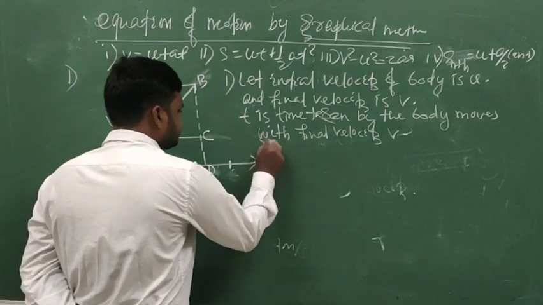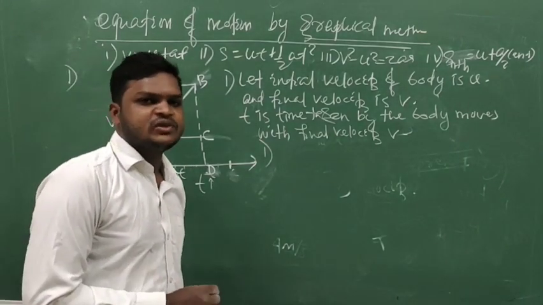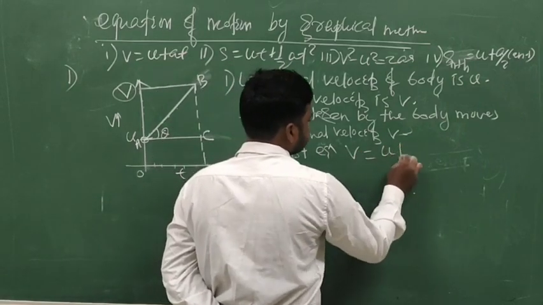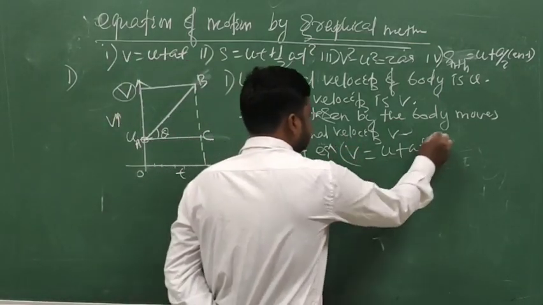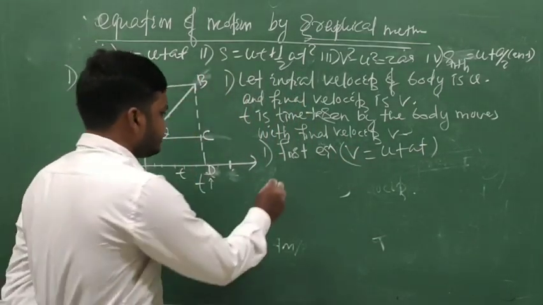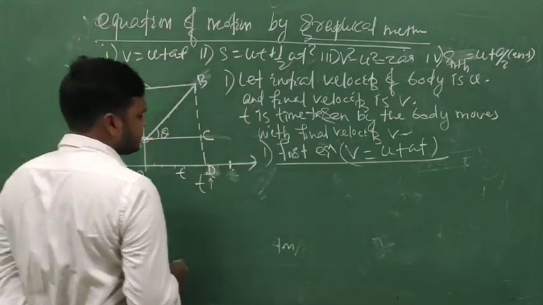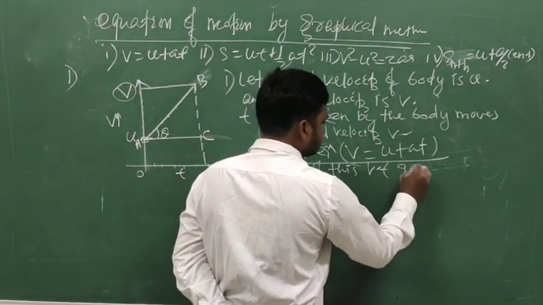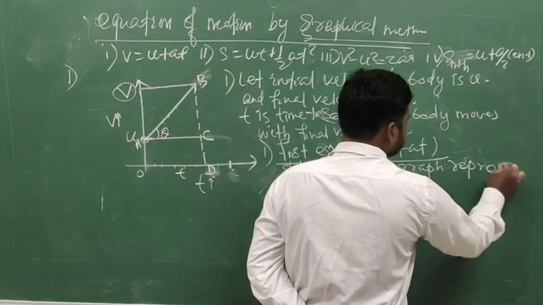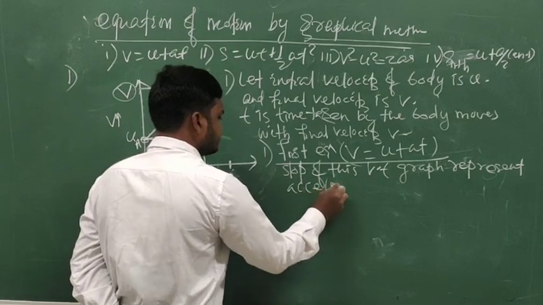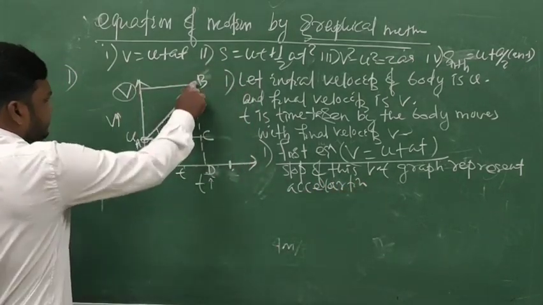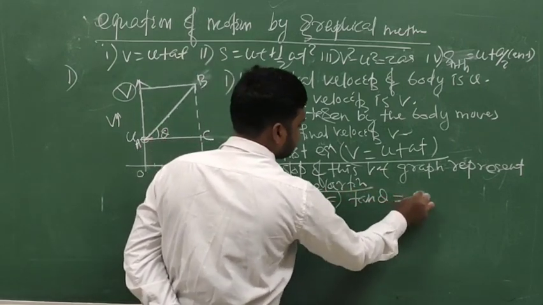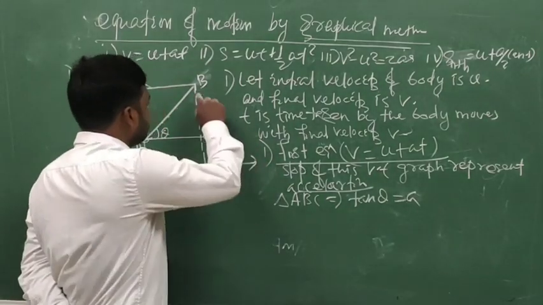Now we will derive the first equation using the slope of the velocity time graph. The first equation is v is equal to u plus at. So how is this equation derived using the graphical method? First, the slope of this VT graph represents acceleration. Taking triangle ABC, the slope tan theta represents acceleration, that means tan theta is equal to acceleration, and acceleration is equal to perpendicular by base.